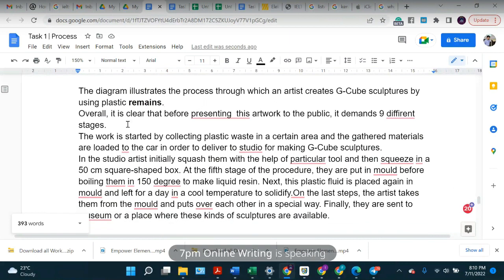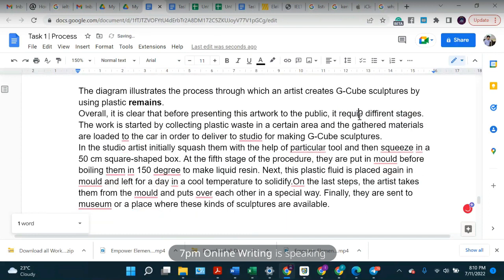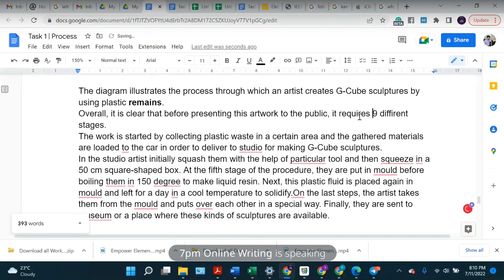Overall, it's clear that before presenting this artwork to the public, it demands. Demand is not the right word here. Maybe requires, if that's what you mean. Like 9 in words. Difference, spelling mistake. Stages is not the correct word here. So it's 9 steps, but we have fewer stages, right?